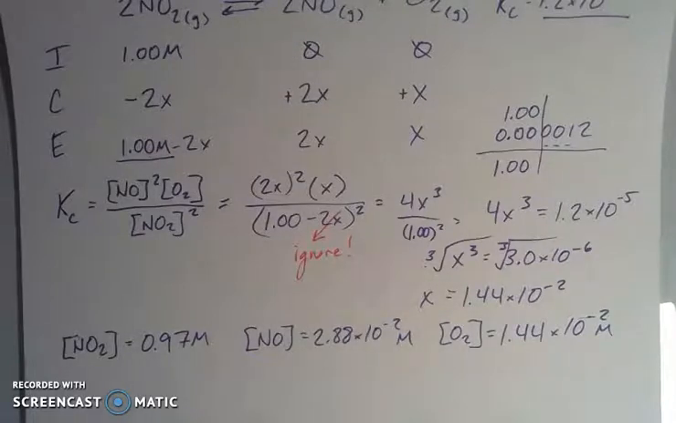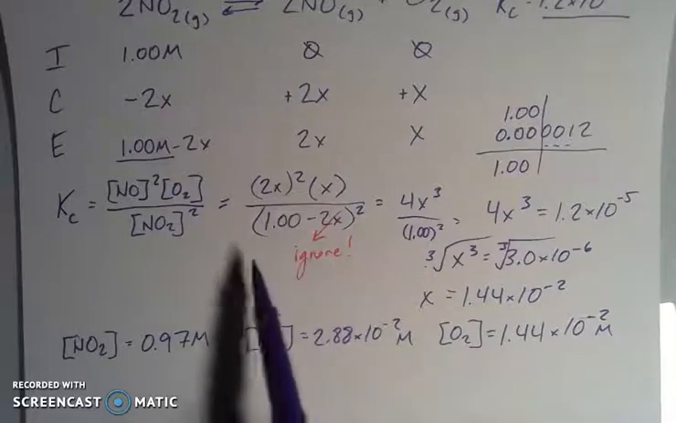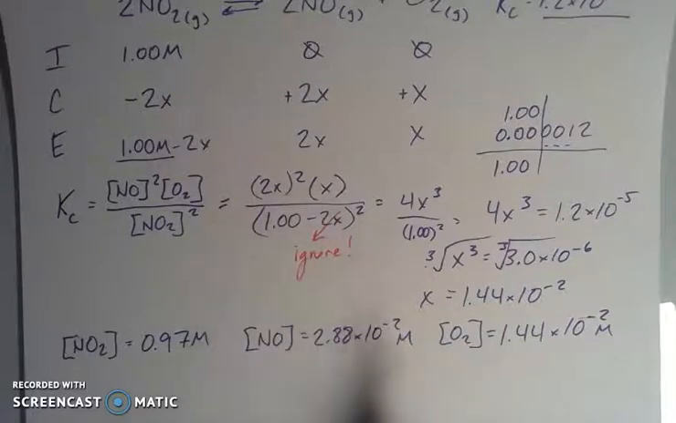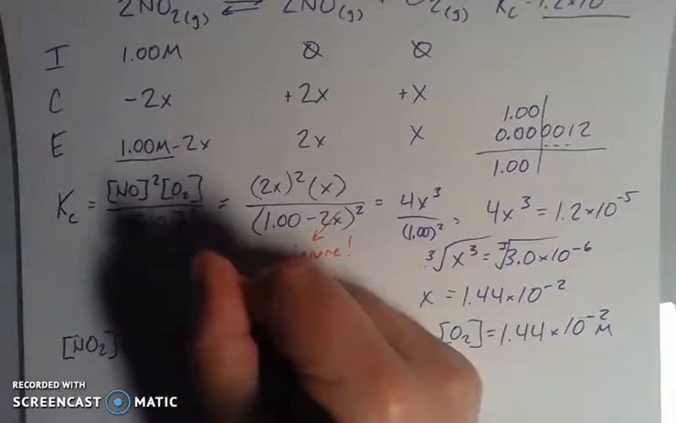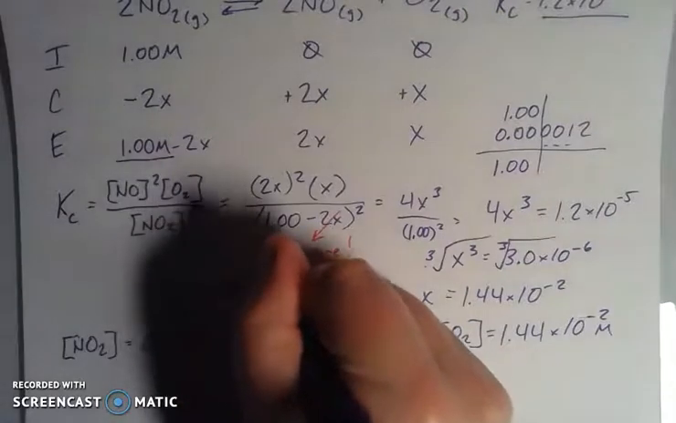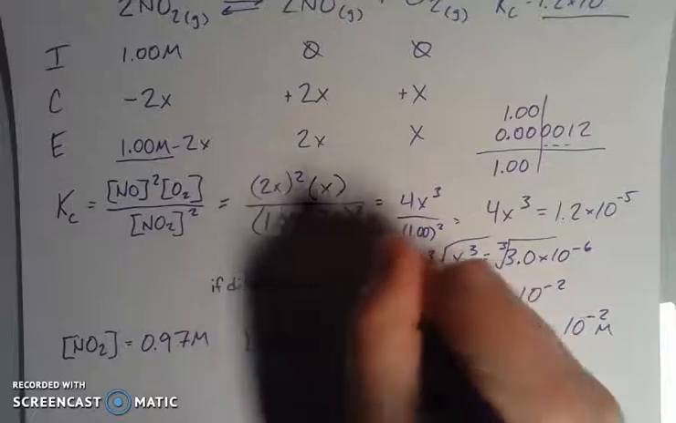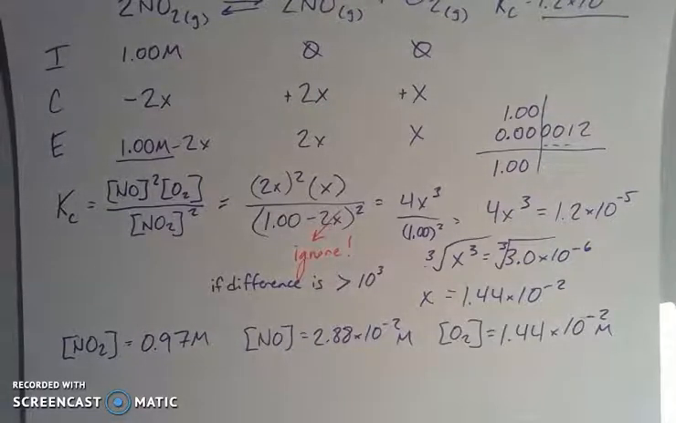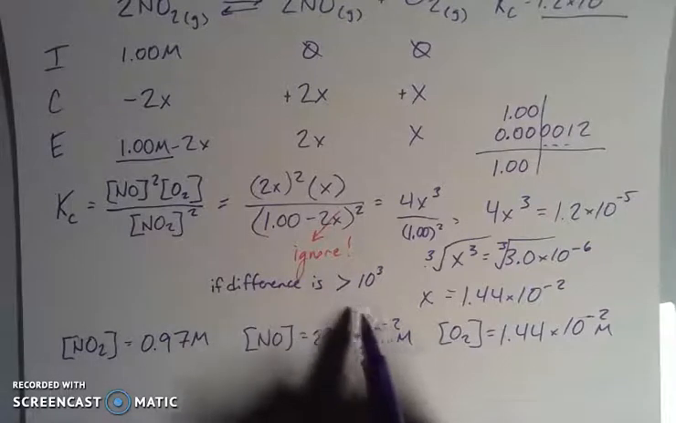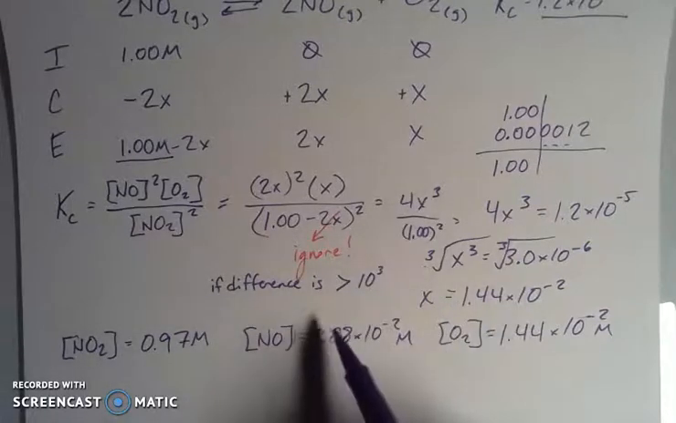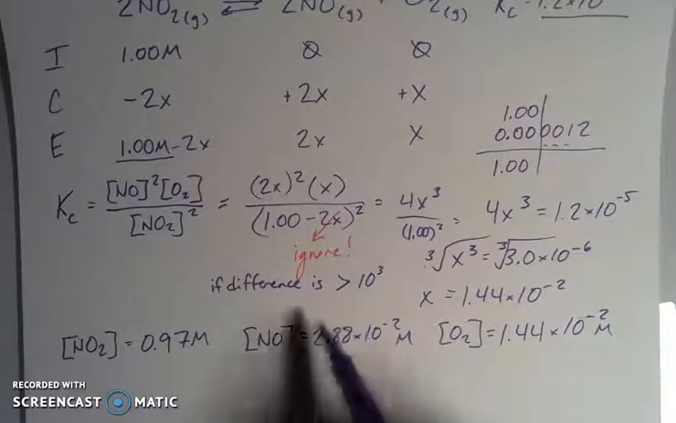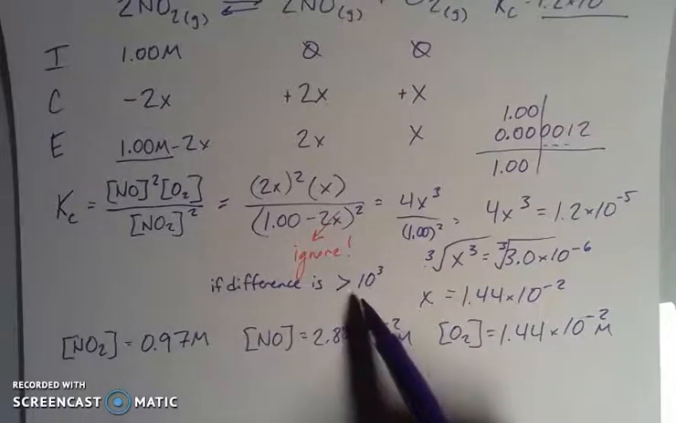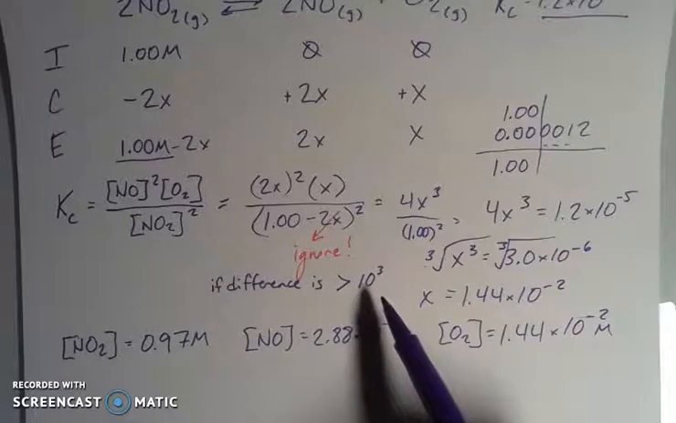Etc. All right, so our general rule here for ignoring the X is if the difference is greater than 10 to the third. So that is a very loose rule. That is not a law. That is not a rule. Different people have different guidelines on this. But in very general terms, if the difference is greater than 1,000 times, then we can ignore the X.